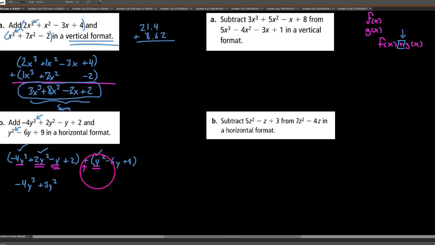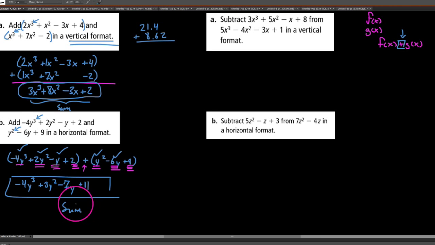We say y's to the first. I have a negative 1 there and a negative 6 there is a negative 7 total y's to the first. Check, check. And then we'll add our constants here. 9 and 2 give us 11. So this would be how we do it horizontally. So in terms of how we find our sum, I would say that vertically and horizontally really is all just a matter of preference.